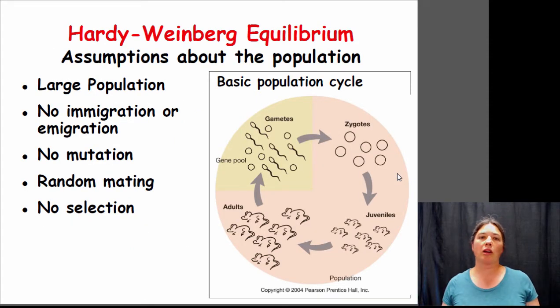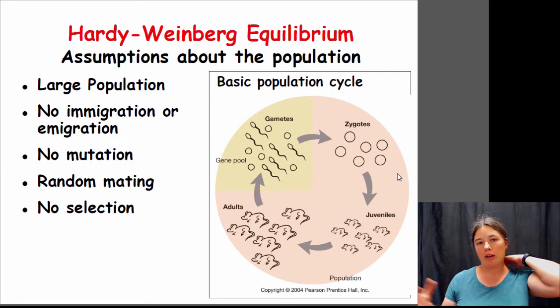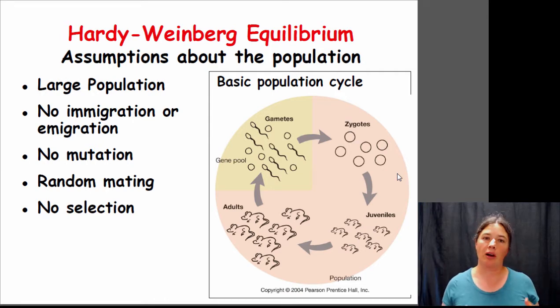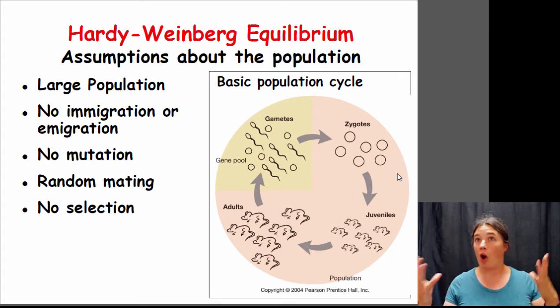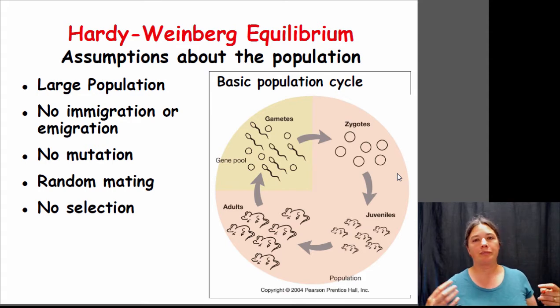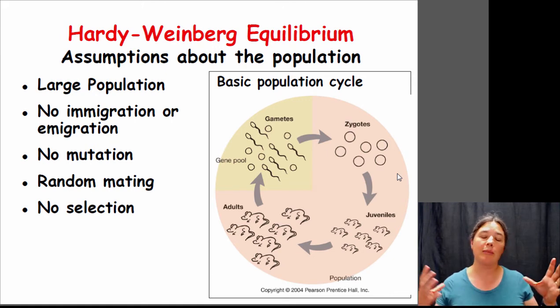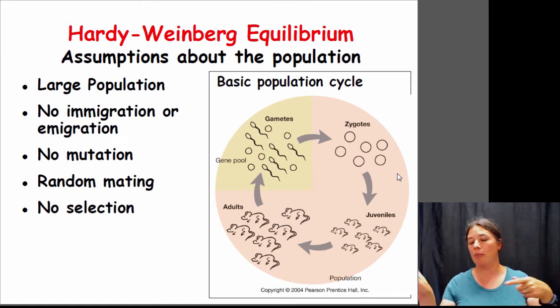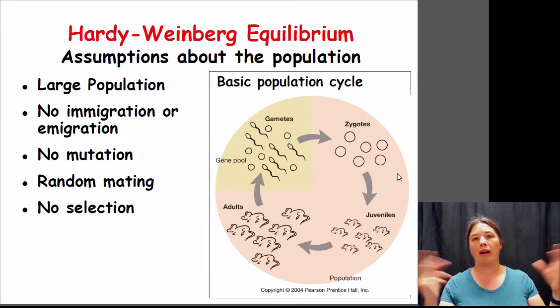So let's take a look at a population and what we're talking about here. There are several different assumptions that we make about the population when it's in Hardy-Weinberg equilibrium. First of all, we assume that it is a large population, and actually we assume that it's infinitely large. Now in the real world, there's no such thing as an infinitely large population, but a large population of a few thousand individuals suffices, it works. So that's our first assumption. Then we also assume that there's no immigration or emigration. So that means that individuals from one population are not moving to another population. They're not going back and forth, okay?